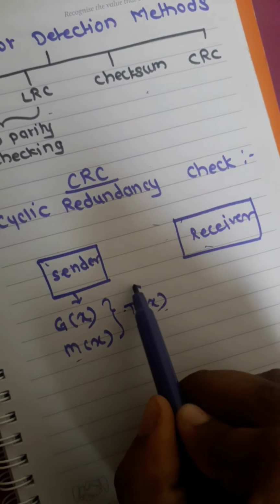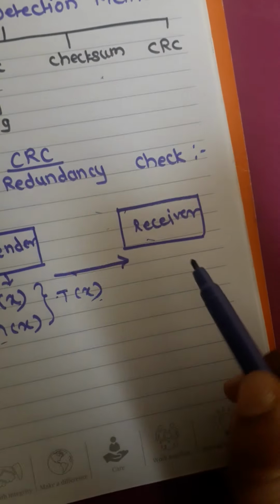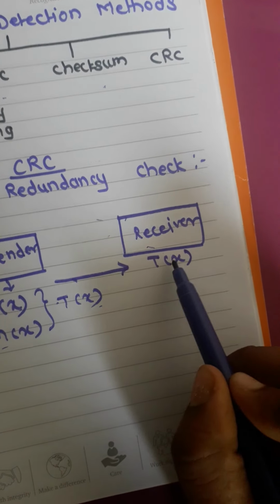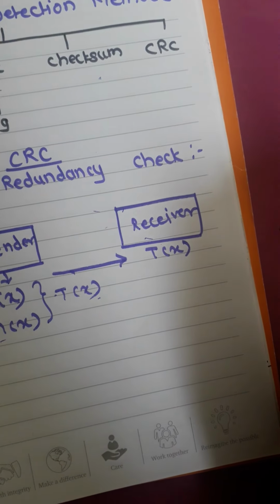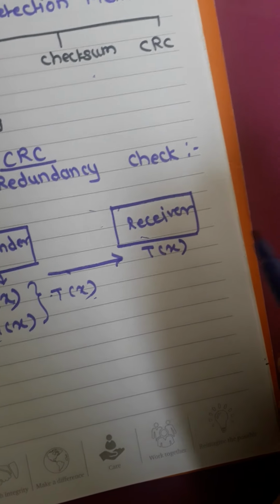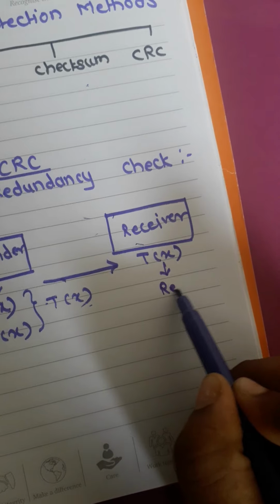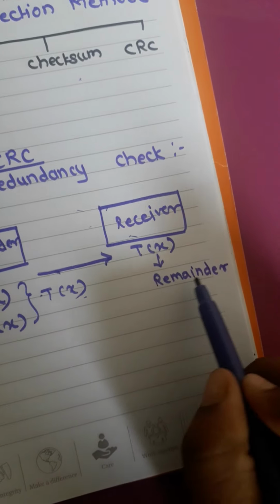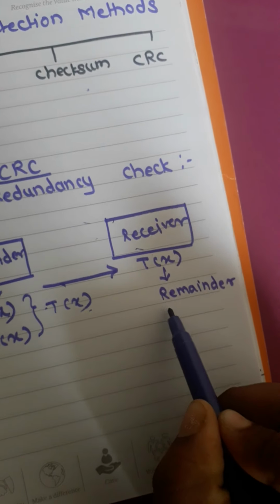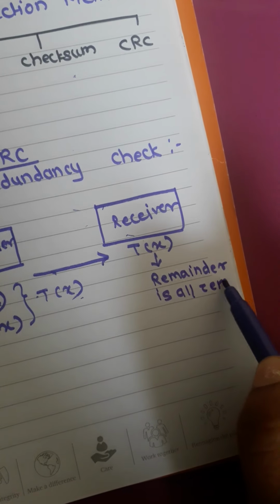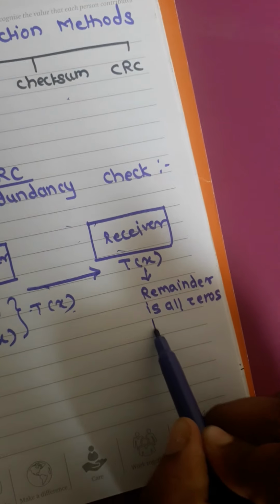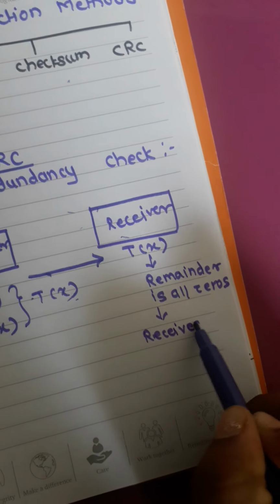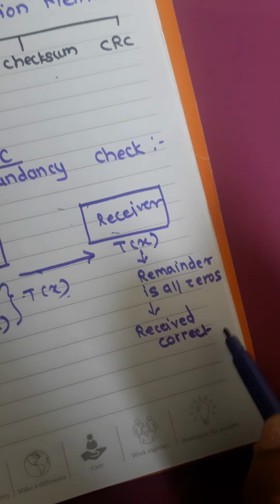How we do that, we will see in the coming steps. Whenever this T of x is transmitted to the receiver, the receiver is going to validate this T of x. It will perform some division operation, a modulo 2 arithmetic operation. After performing the operation, if the final remainder is all zeros, then and only then the receiver will know that it received correct data.